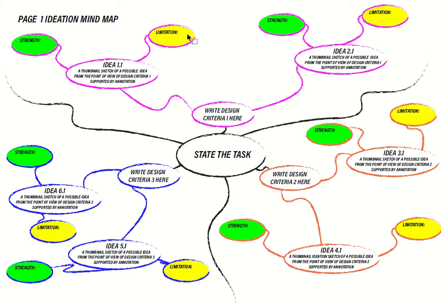The same with a limitation. So it's very important that these relate to the design criteria. Why is it a strength, and why is it a limitation? What feature or attribute of that idea stops it from being the best possible idea? It must be something that could be improved upon, and you need to do that here, here, here, here, and here. Come up with as many ideas as you possibly can.